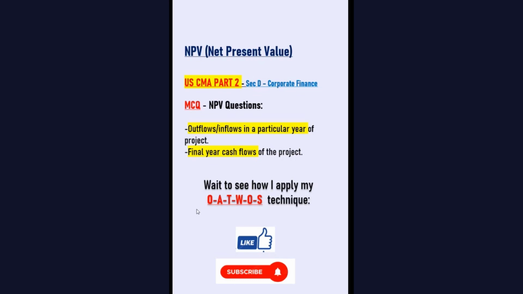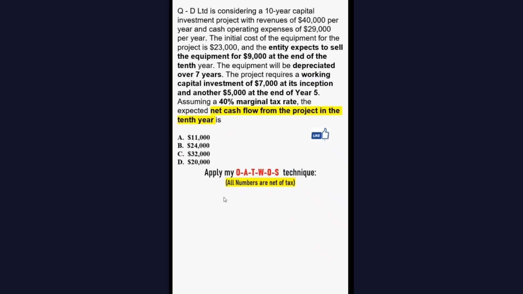It is called OATS W, and I'll explain what this actually is on the next page. So let's have a look at one of the questions. D Limited is considering a 10-year capital investment project with revenues of 40,000 per year and cash operating expense at 29,000 per year. Initial cost is 23,000 and they expect to sell the equipment for 9,000 at the end of the 10th year. And the equipment will be depreciated for 7 years, which means that after 7 years, there will not be any tax shield or tax advantage, and the machinery will be totally depreciated.